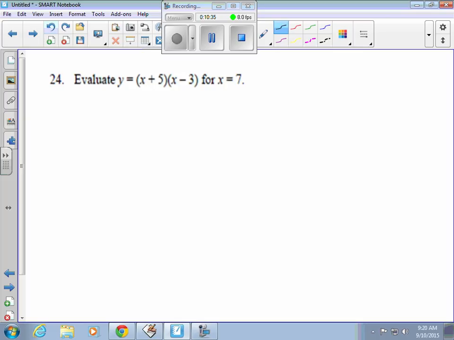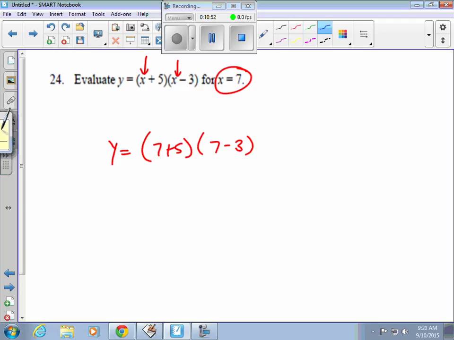24 says to evaluate y equals x plus 5 times x minus 3 when x is 7. So in place of each of these x values, we're going to sub in 7. y equals 7 plus 5 times 7 minus 3. If it made a difference, you would have to make sure you put the 7 in parentheses, but since we're not dealing with any exponents, it doesn't matter. 7 plus 5 is 12, and 7 minus 3 is 4. So y is 12 times 4, or y is 48.